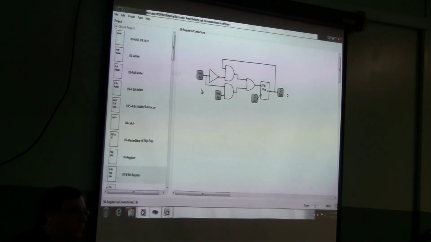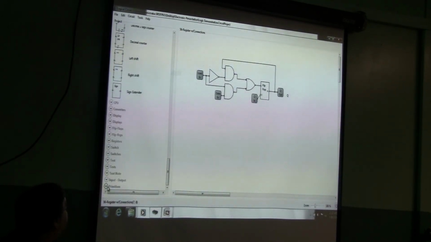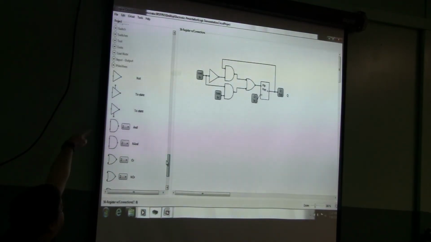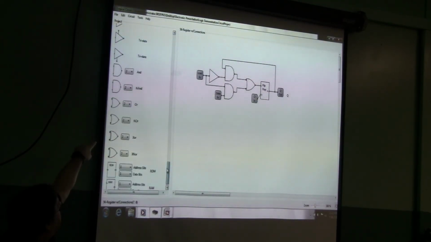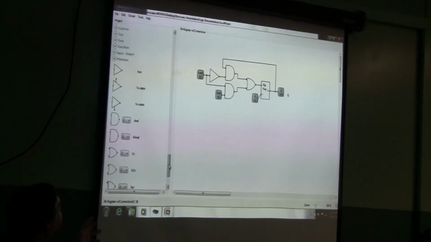How big is the library? Actually, the library, if you download this, you don't have much. You have inverter, AND, NAND, OR, NOR, exclusive NOR, and a ROM and a RAM chip, which that's some things with it.